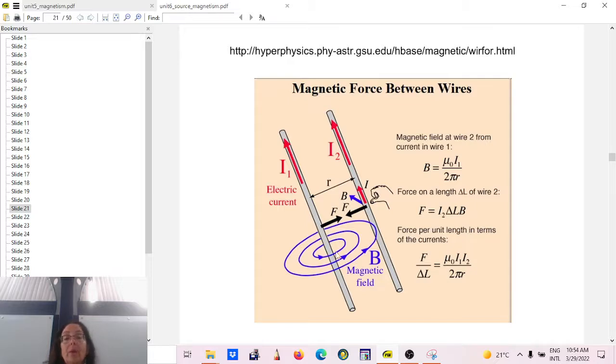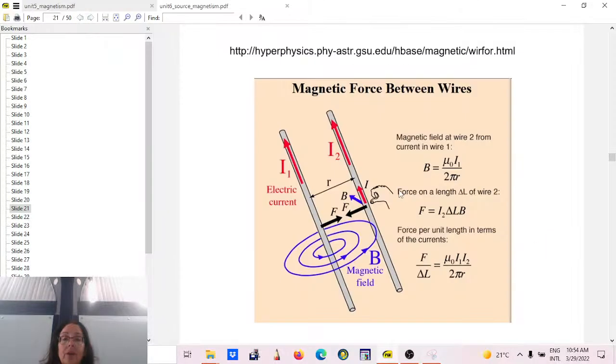You find the magnetic field produced by I1 at that location, and then you use that equation here, ILB. Do you remember the force applied on the current by a magnetic field is ILB? And you have that equation here. It's very easy. It's very basic algebra.